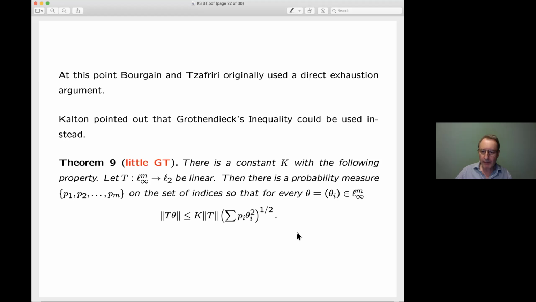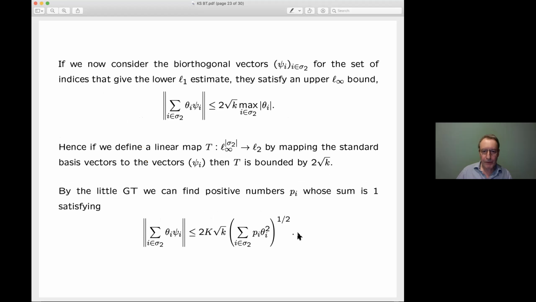So this is not the only way of writing it, but we employ it in this form. So let's go back to the bi-orthogonal vectors for the set that we last extracted, the proportion that we last extracted, which gave us the L1 estimate. Now, bear in mind, these are not the same bi-orthogonal functionals that we used in the proof. These are now the bi-orthogonal functionals for the new set, right?